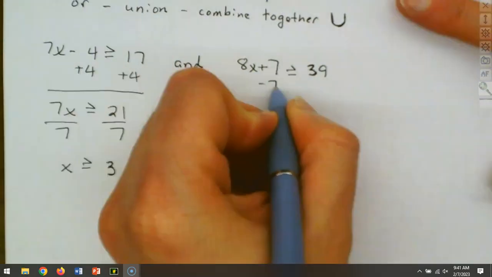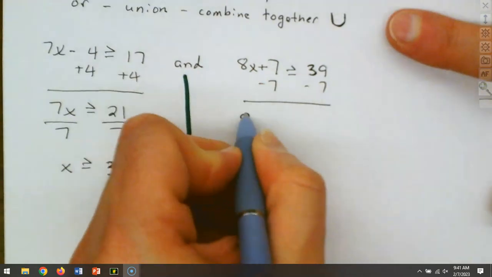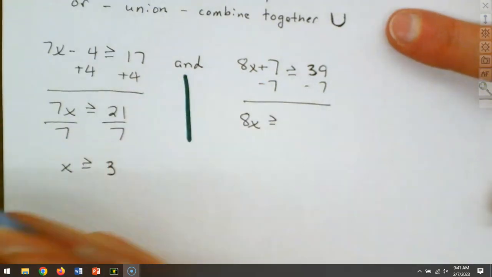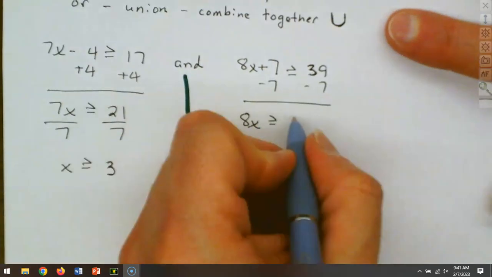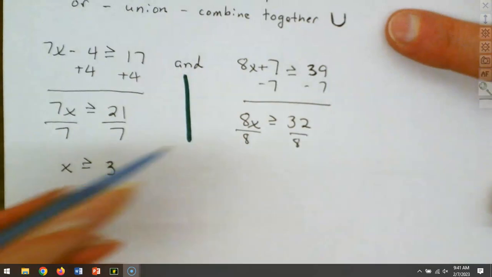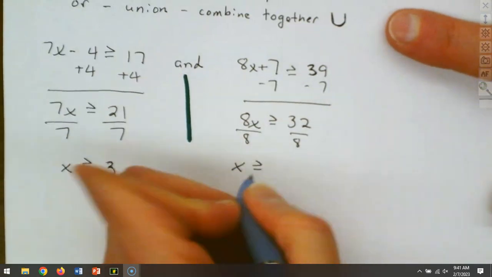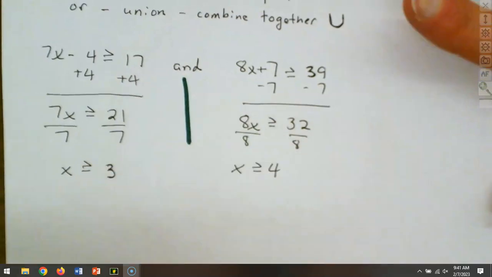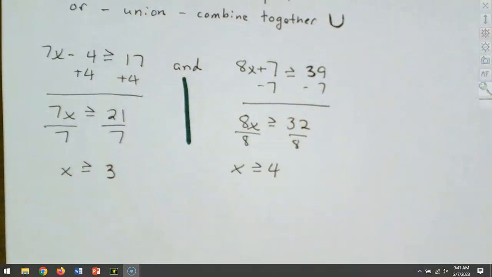Okay, so let's do the other one. Same process. Move that 7 over. And that gives you then 8x is greater than or equal to 39 minus 7. That's a 32. Divide by your 8. And x is now greater than or equal to 4. Now, this is an "and." What does it mean if it's an "and"? All right, "and" means we look at where they overlap. So we're going to be graphing these on the same graph, and we're going to see where they overlap.